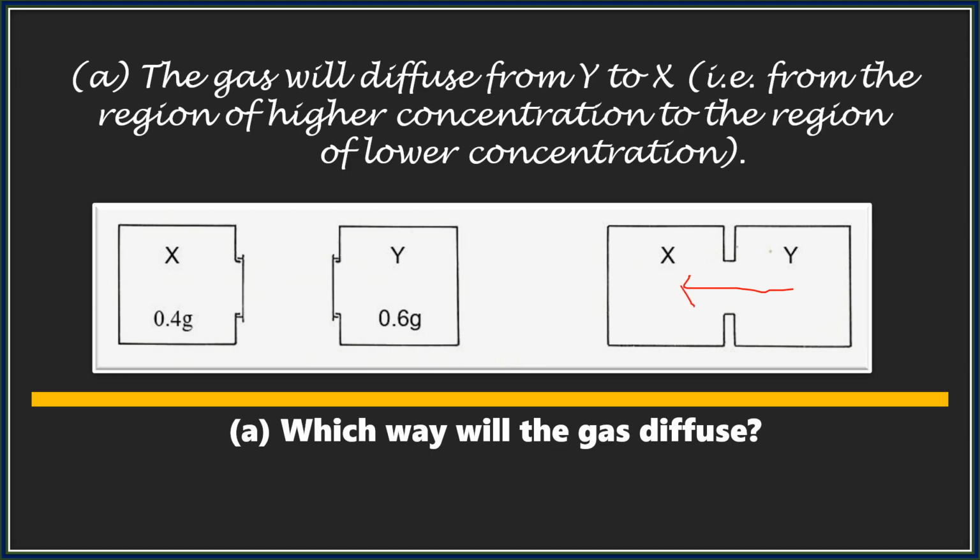Why? Because when you look at Y, it has 0.6 grams, whereas if you look at X, X has 0.4 grams. So that means that in Y, we have more concentration compared to X. Therefore, the gas will diffuse from a region of high concentration to a region of low concentration. That's why we say it will diffuse from Y going to X.